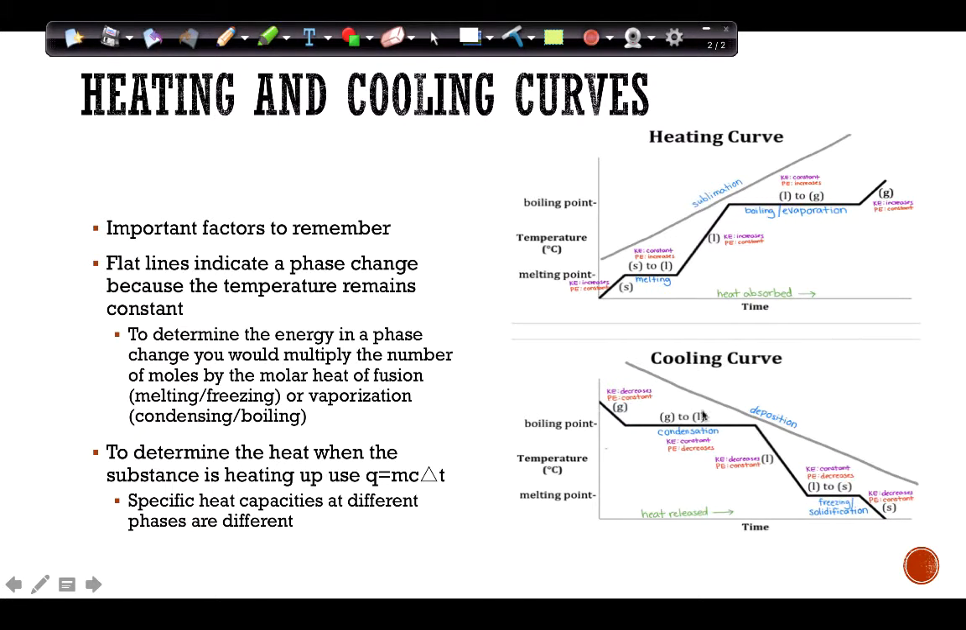So anytime that you have a flat line, that's a phase change. Kinetic energy is not changing at that point because all the energy, instead of going into increasing the temperature, will go into either creating or breaking intermolecular forces here. Okay, so in this particular diagram right here, energy is actually being removed from that substance.